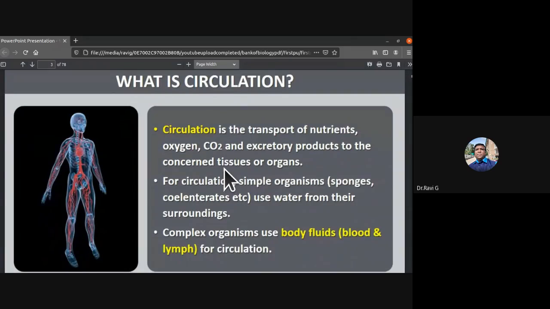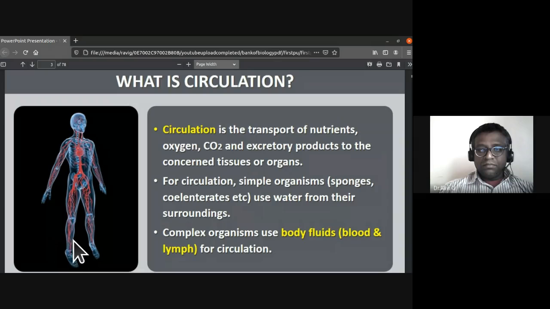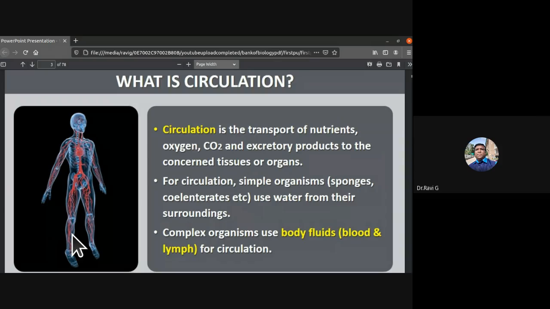Let us understand what circulation is. Circulation is the transport of nutrients. From the digestion process, we get the simplest types of food: glucose, amino acids, fatty acids. They are absorbed into the bloodstream. Now, these nutrients have to be supplied to each and every part of the body, and that is done by the blood. From the tip of the toe to the tip of the brain, they require oxygen, carbon dioxide, and the excretory products have to be removed from these tissues also. All that is done by blood.